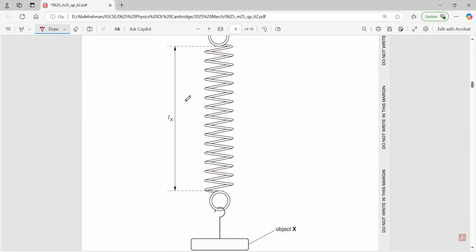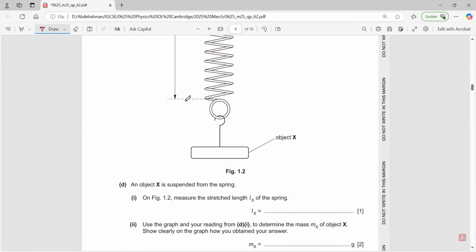Now we have another spring, probably the same spring. Yes, this is the same spring extended with a different mass. An object X on figure 1.2 measured the stretched length of the spring. If you measure the length of this spring, it would be, I guess, 10 centimeters.